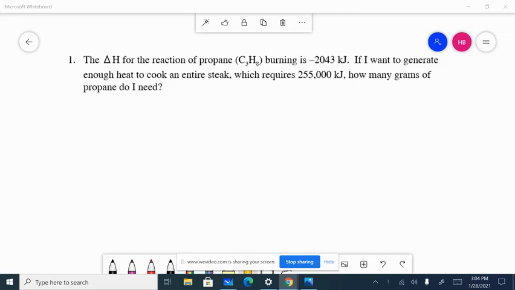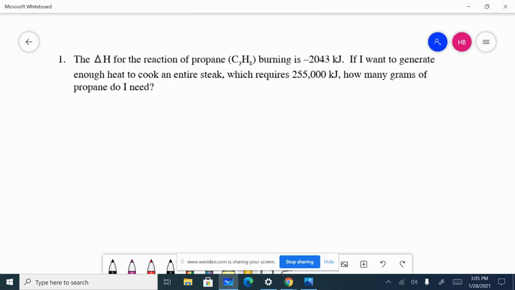Okay, Chem, this is an example of what we call a molar heats problem. So the problem reads, the change in enthalpy for the reaction of propane burning is negative 2043 kilojoules. If I want to generate enough heat to cook an entire steak, which requires 255,000 kilojoules, how many grams of propane do I need? So there's actually a lot of hidden information in this particular question.